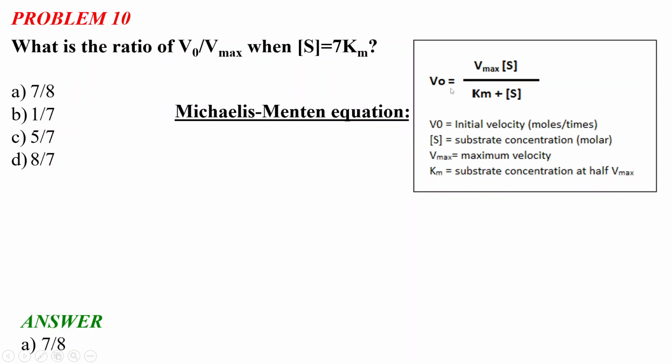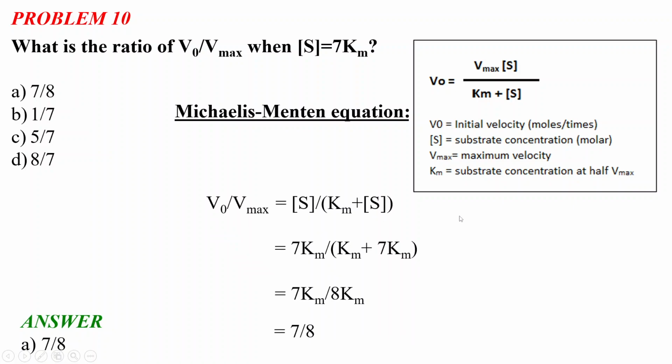So it is just V0 equal to Vmax into substrate concentration divided by Km plus substrate concentration. V0 is the initial velocity, which is in moles per time unit. Substrate concentration is in molar unit. Vmax is the maximum velocity, meaning the maximum for the enzyme to work. And Km is the substrate concentration at half Vmax, which is also known as the Michaelis-Menten constant. Okay. So basically this is the solve of this question.